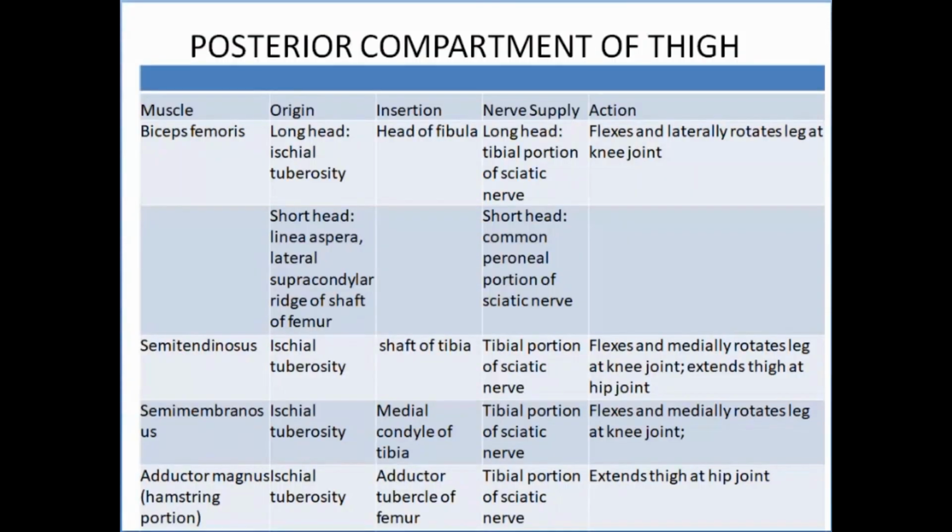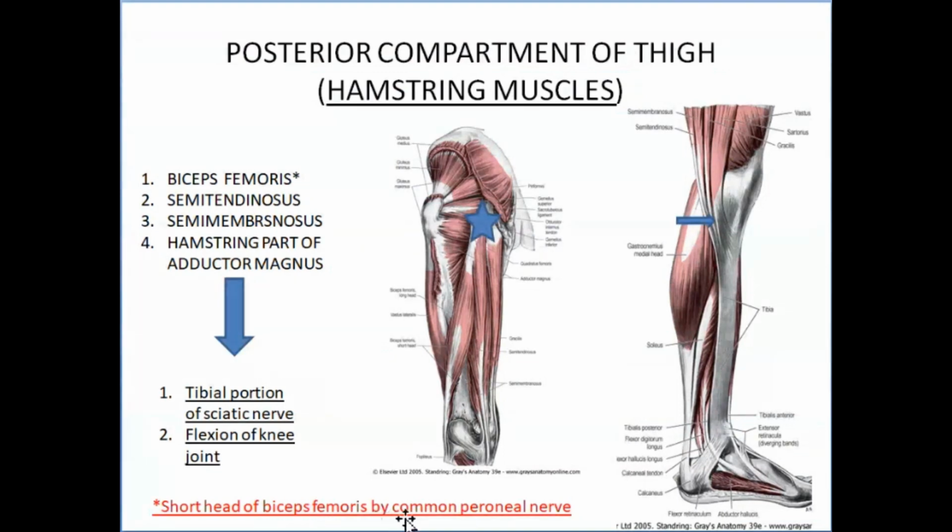So what is the name of the muscle group for the posterior compartment of the thigh? Can anyone tell me before finishing? Hamstring muscles. Hamstring, very good. These are called hamstring muscles. What is the nerve supply for this? Very good. Tibial part of the sciatic nerve, except one. Except what? Here we have mentioned, except the short head of the biceps, which is supplied by the common peroneal nerve. You have to remember the sciatic has two divisions, tibial and common peroneal.